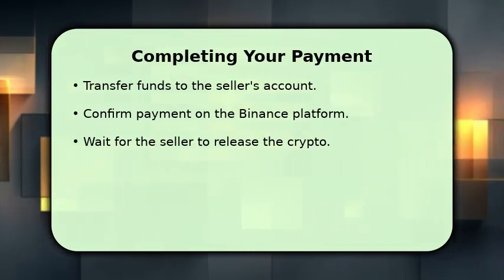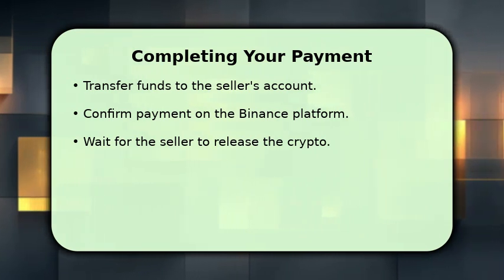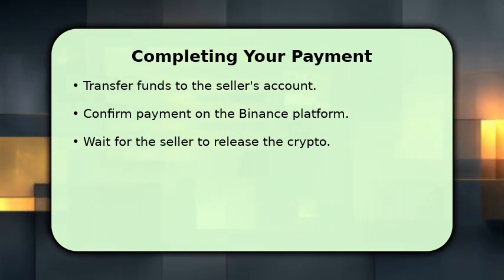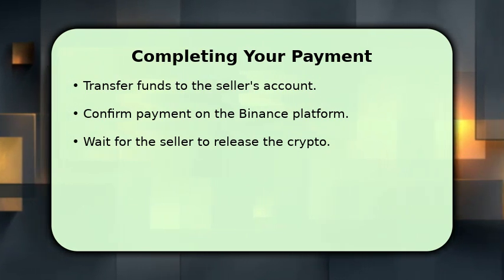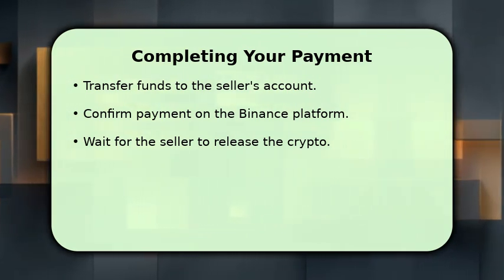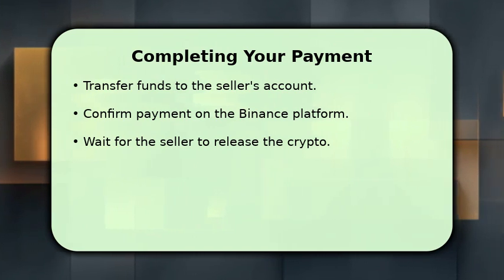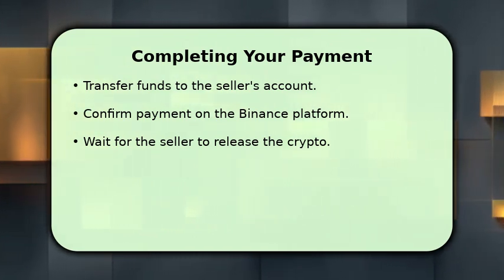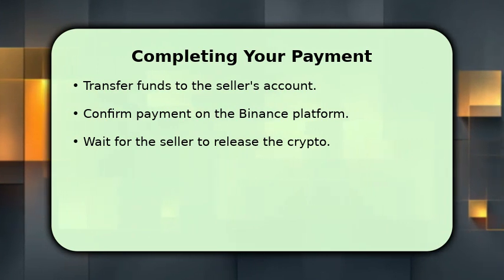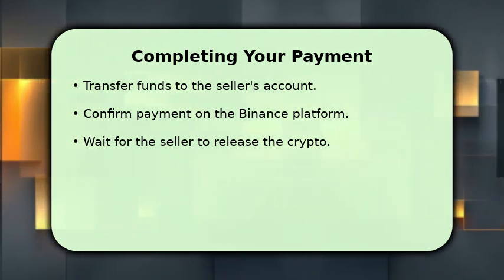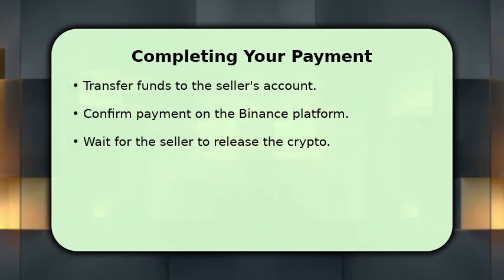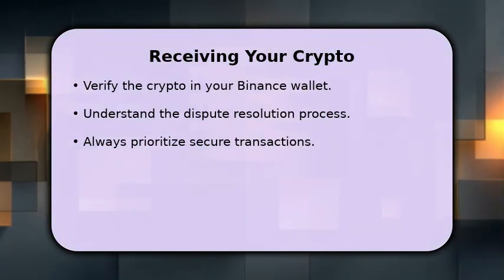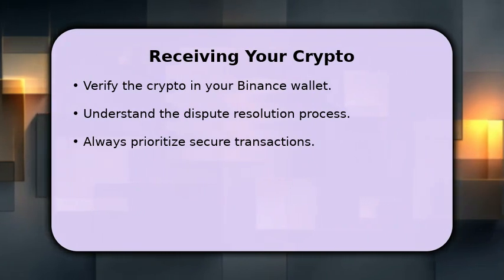It's essential to transfer the funds to their account using the agreed-upon payment method within the specified time limit, usually 15 minutes. Once the transfer is complete, click the Transferred Notify Seller button on Binance. This action informs the seller that you have made the payment. Now, patiently wait for the seller to confirm receipt and release the cryptocurrency to your wallet. Once the seller releases the crypto, it will appear in your Binance funding wallet.